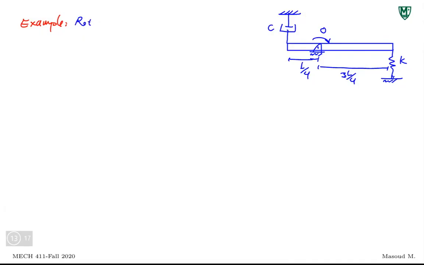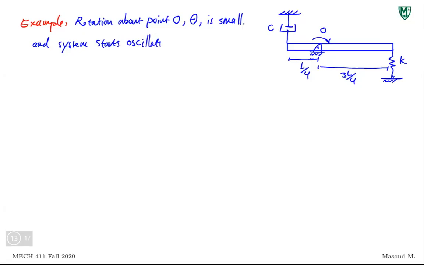Rotation about point O, by that I mean theta is small, and the system starts oscillating from the equilibrium point. Put it here. Can someone tell me why I need to put that? Start from the equilibrium point from here.